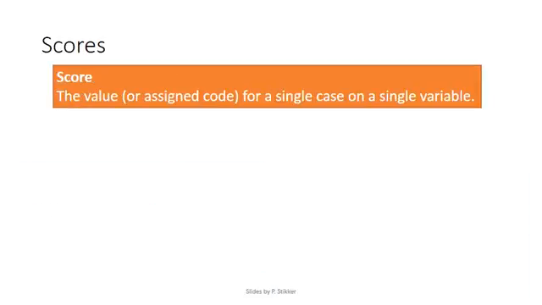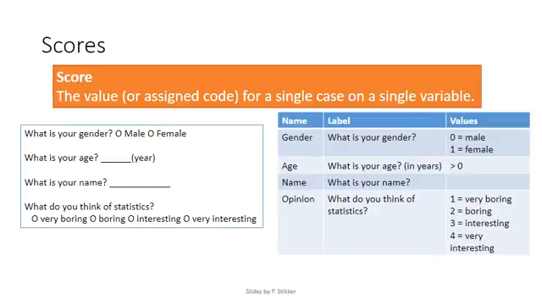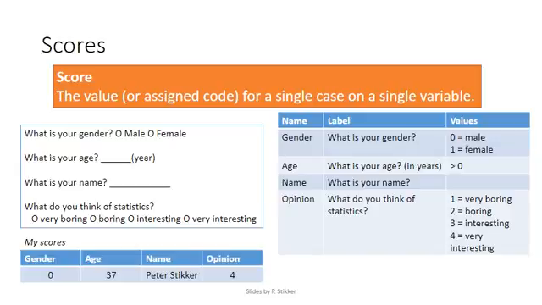The last term I'd like to discuss is scores. A score is the value or the assigned code for a single case on a single variable. So returning to our original example, what is your gender, your age, your name, and what do you think of statistics? We created the following codebook from this. And now if I would fill this out myself, my scores would be a 0 for gender because I'm a male, 37 for age because currently I'm 37 years old. My name is Peter Stikker and my opinion is 4 because I'm very interested in statistics.